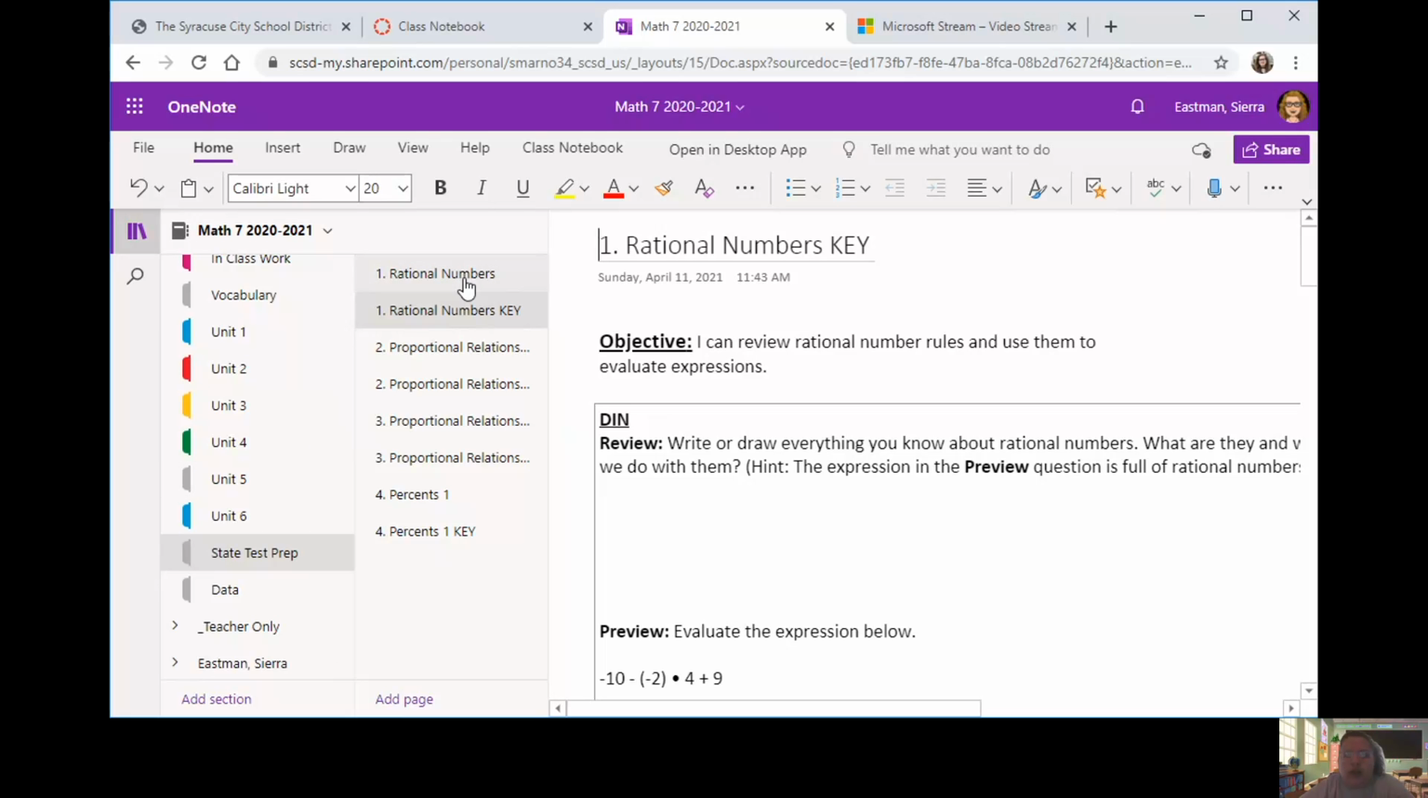And we're going to click on rational numbers. That's going to be our first page. Mine, of course, looks different because I'm making the teacher page.